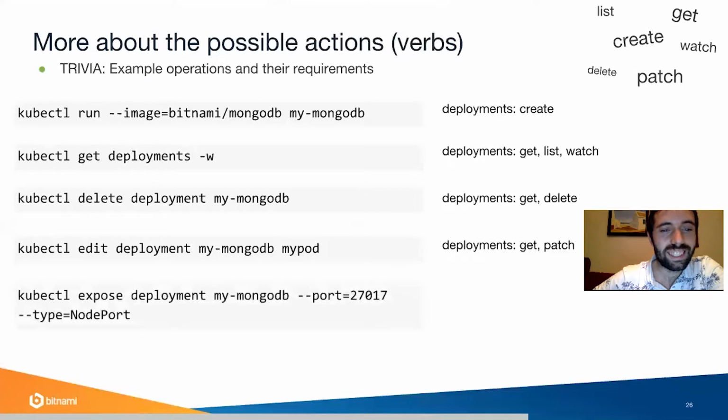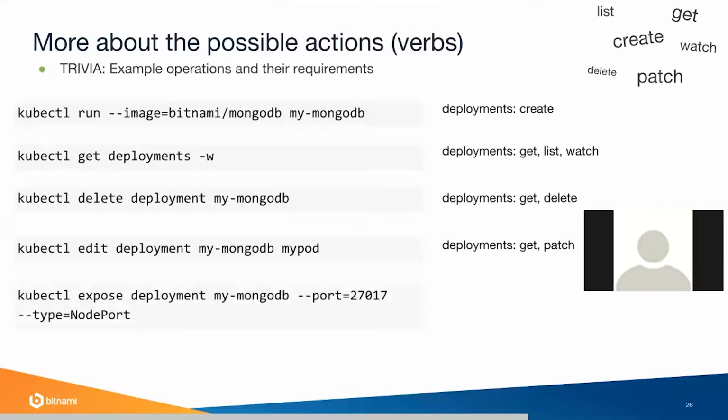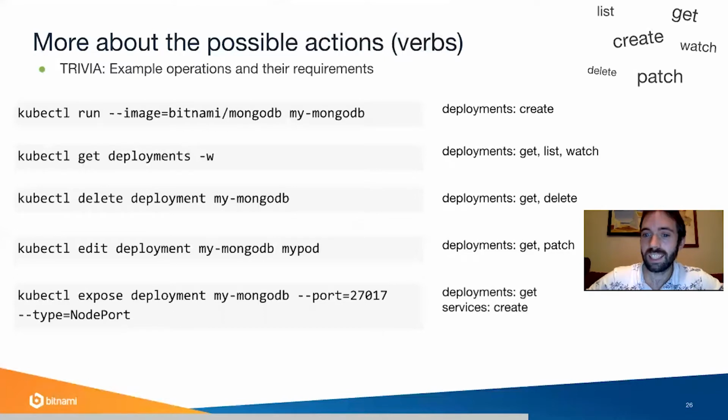Moving on. This one, expose deployment. So when you execute this command, now you have a service that points to that deployment, to the pods inside that deployment. So create service, and get deployment. Exactly. We need to see if a deployment exists, and if it exists, then create a service. Exactly.